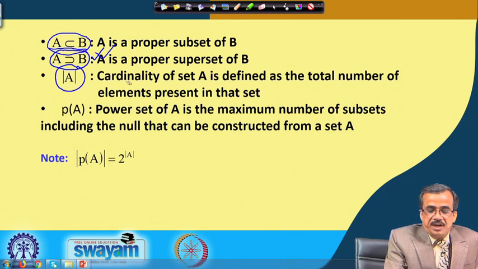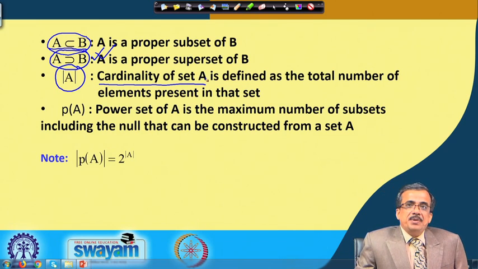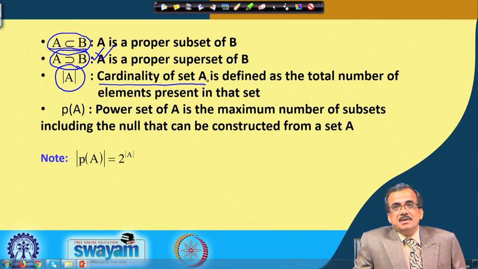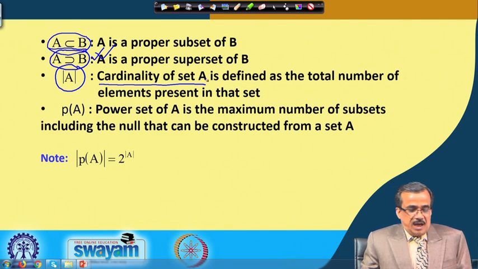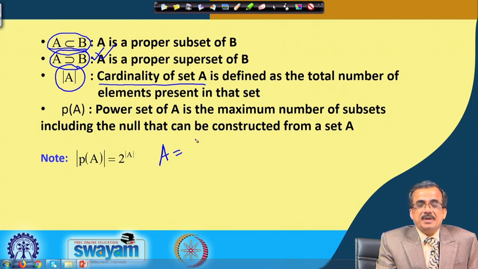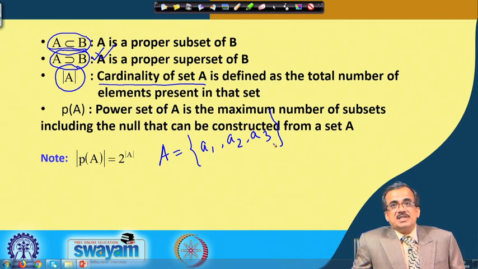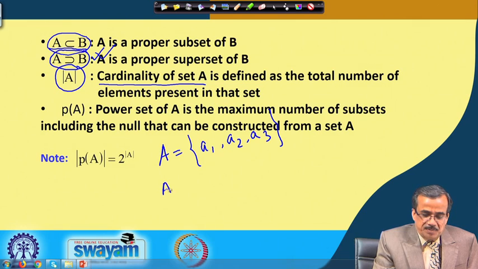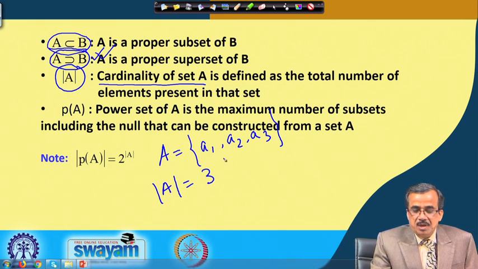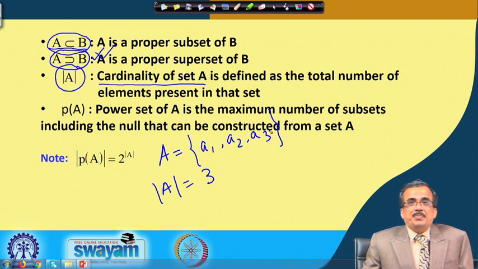Now, this symbol indicates the cardinality of a set A, and by cardinality we mean the total number of elements present in a particular set. Now, let me take a very simple example. Supposing that I have got this particular set, that is the crisp set, and it has got 3 elements like A1, A2 and A3. Now, what is the cardinality of this particular set? It is very simple. The cardinality of this particular set is nothing but 3, because it has got 3 elements A1, A2 and A3. So, it is so simple.